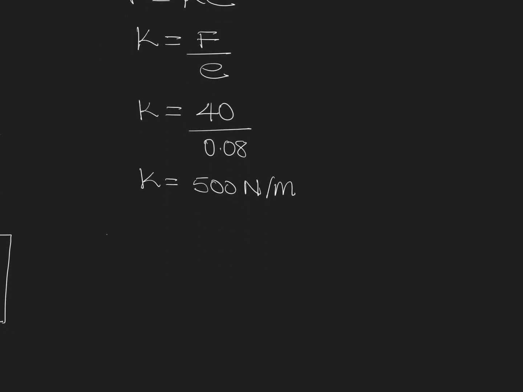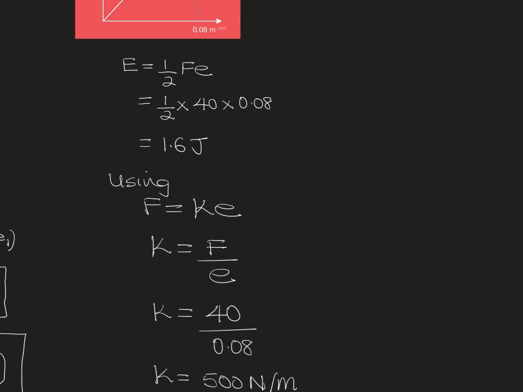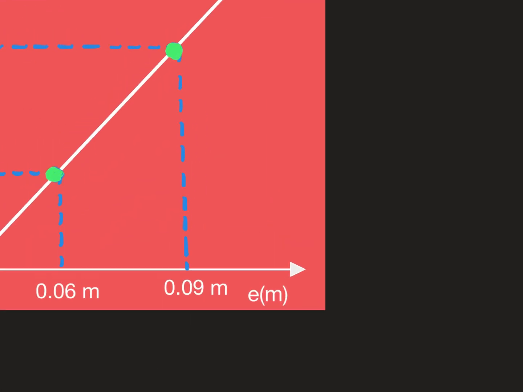All right, so using E is equal to half KE squared, then we will say E equals half, K is 500 multiplied by the extension is 0.08 squared. When we do the math, we will have 1.6 joules as well. All right, whether you use E equals half KE squared or E is equal to half Fe, we will have the same answer. Moving on to the second question.